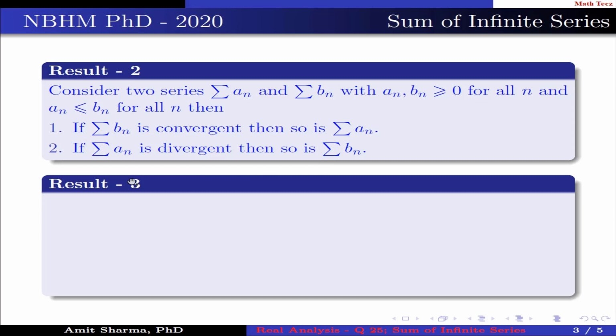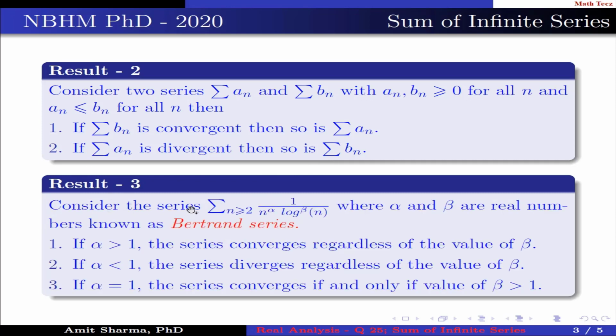Result number 3. Consider the series summation n greater than or equal to 2, 1 upon n to the power alpha log n to the power beta, where alpha and beta are real numbers, and this series is known as Bertrand series. Point number 1, if alpha is greater than 1, the series converges regardless of the value of beta. Point number 2, if alpha is less than 1, then the series diverges regardless of the value of beta. Point number 3, if alpha equal to 1, then the series converges if and only if the value of beta is greater than 1.